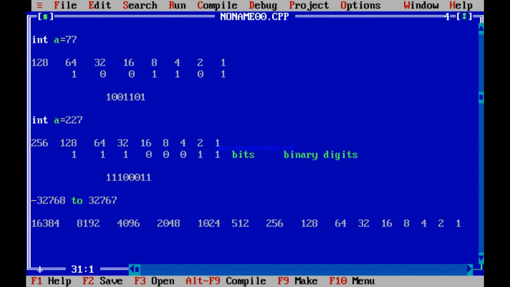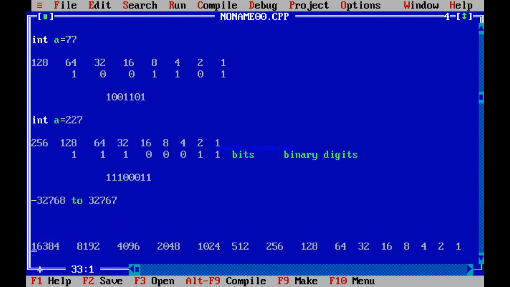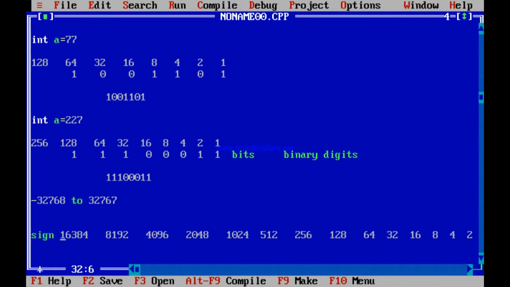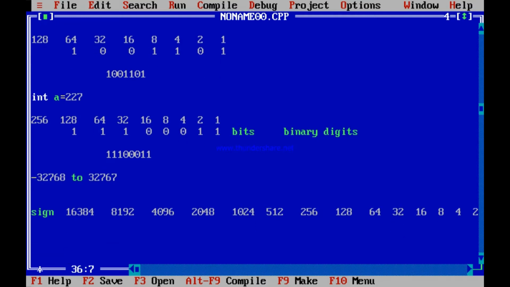Why not? Because one more bit is used for representing sign. Sign means, is it plus, is it minus? To represent that sign, one more bit is used. So of the 16 bits, sign means positive or negative. If it is minus, you use 1. If it is plus, you use 0. So plus you represent by 0, minus you represent by 1.